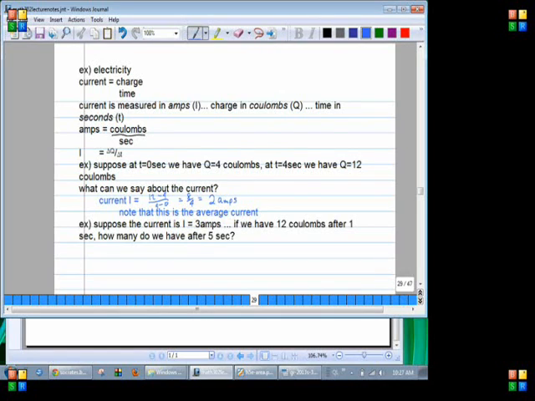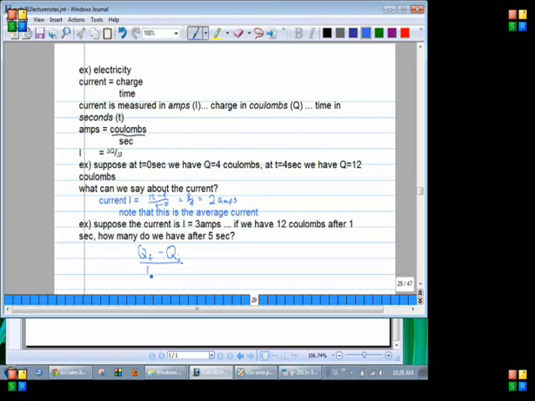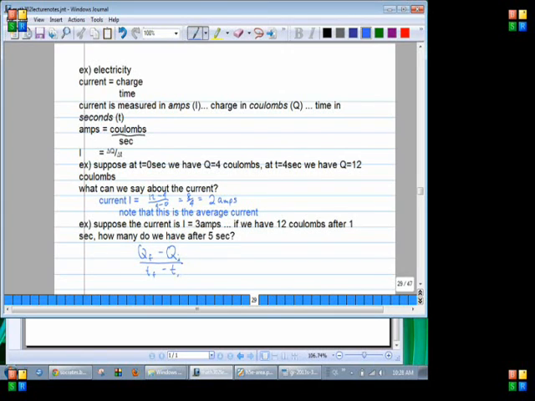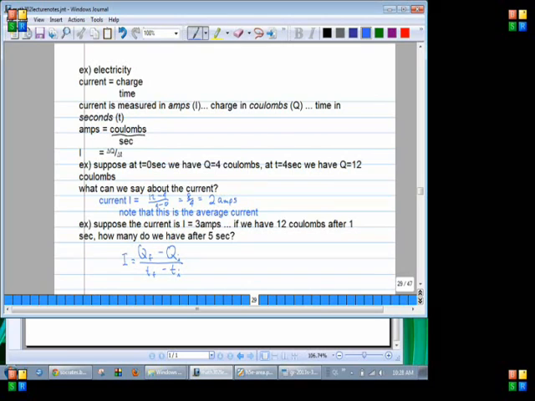Delta Q equals Q final minus Q initial, over, first the current because we know it, over T final minus T initial, equals the current. Okay. So this is one. In this case, I know we've got some physicists because we're using physicist notation here: final and initial.